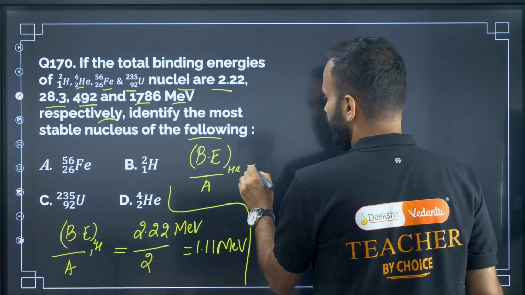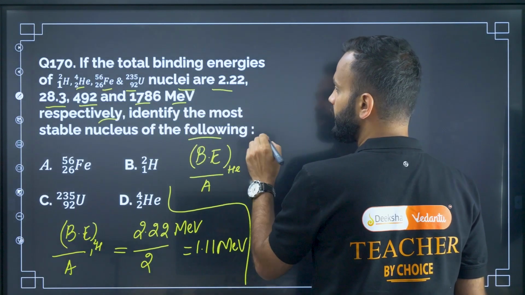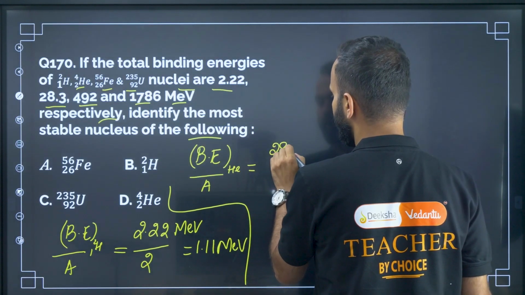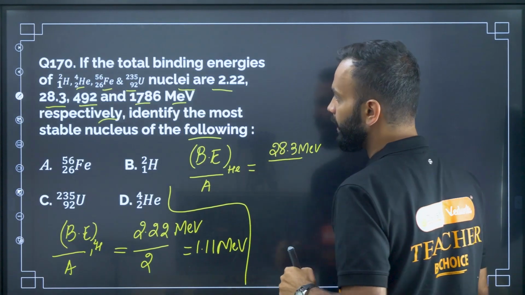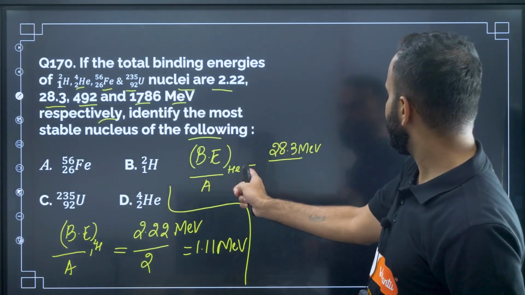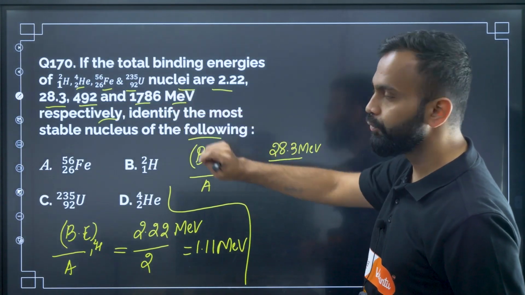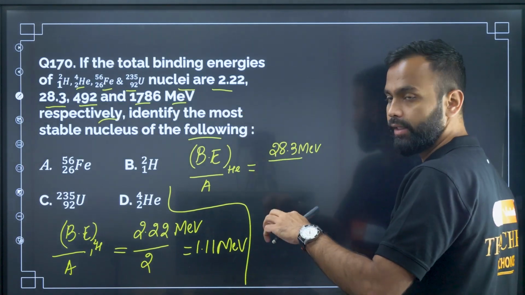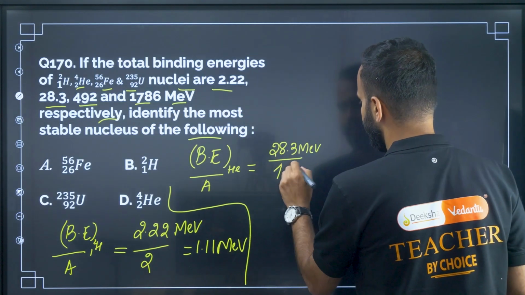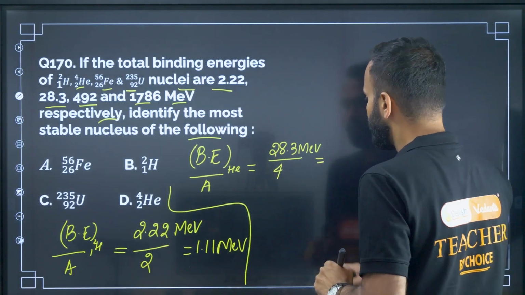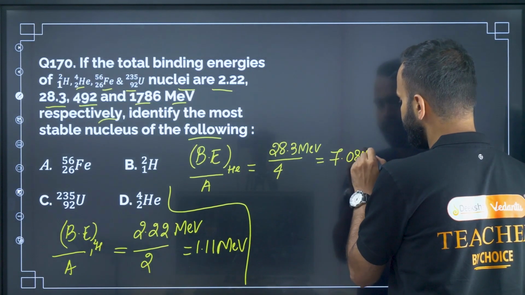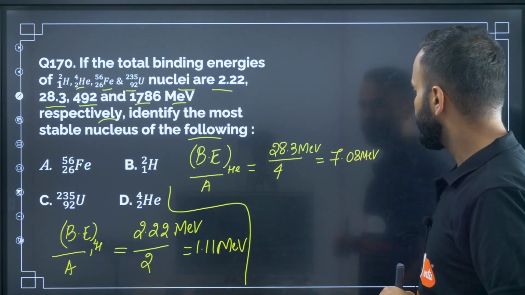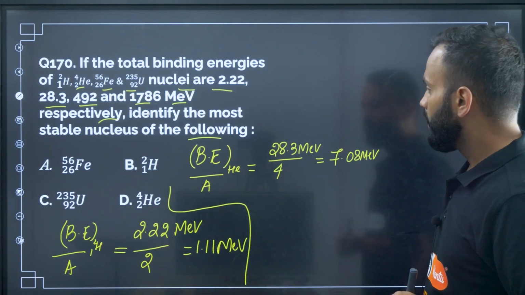Okay, now the binding energy of helium is 28.3 mega electron volt, right? Divided by the nucleon number. For helium it's 4, that is, the mass number is 4. So now solve this, you will get 7.08 mega electron volt.